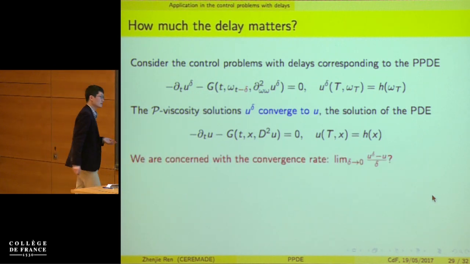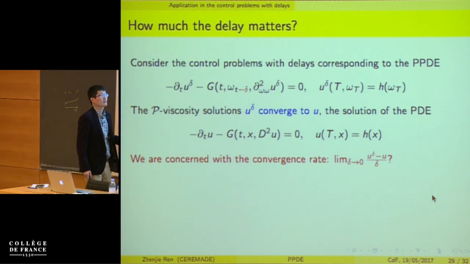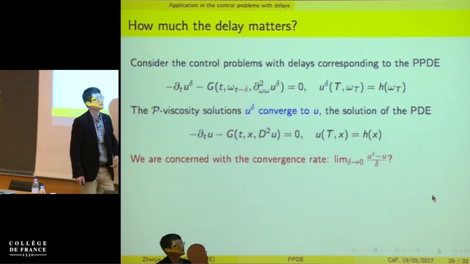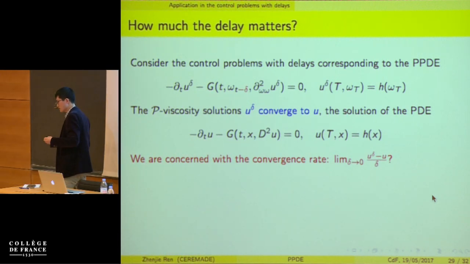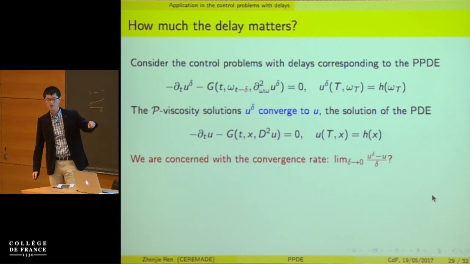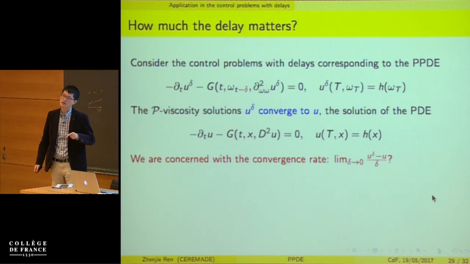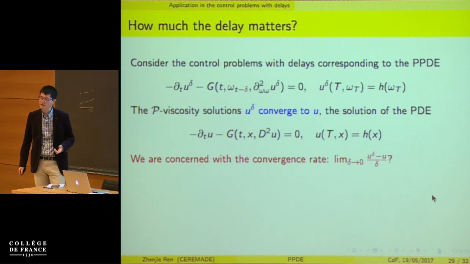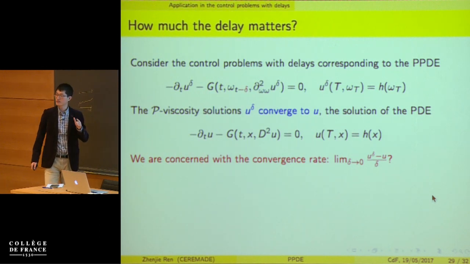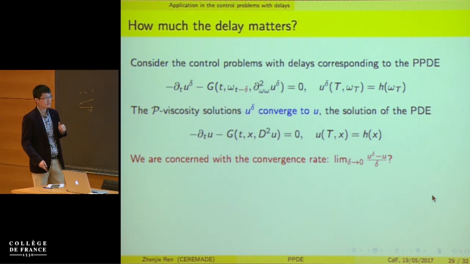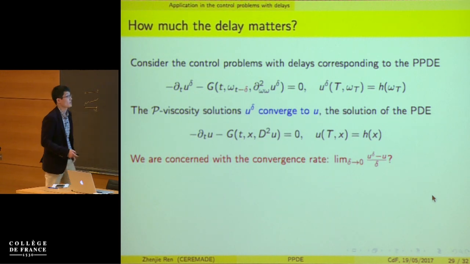So how about the convergence rate in such a form? The (U^delta minus U) over delta. We want to study the asymptotic behavior of this approximation. This is the first order expansion of this approximation, right? And we want to calculate it explicitly using our PPDE result. So how does it help us?